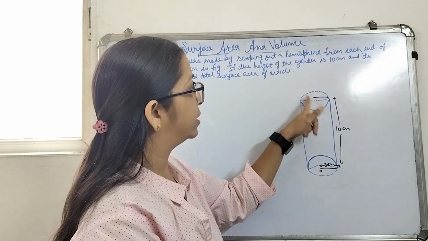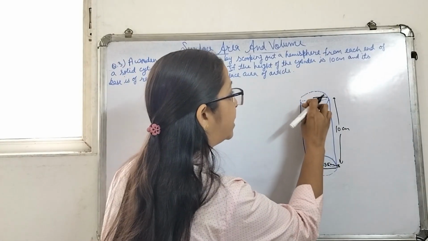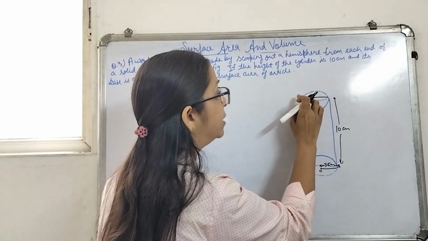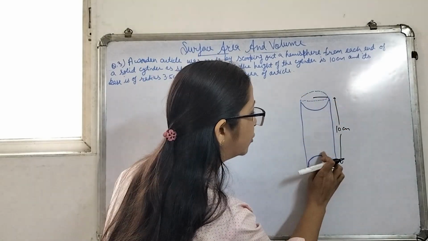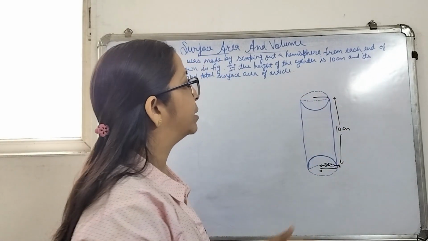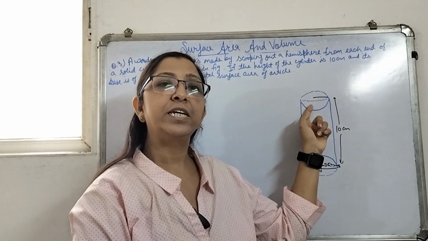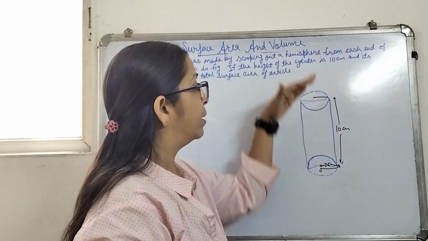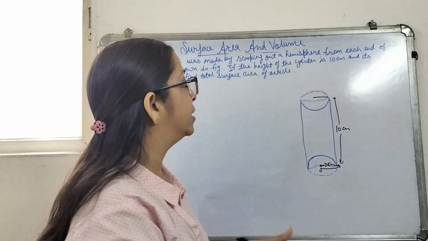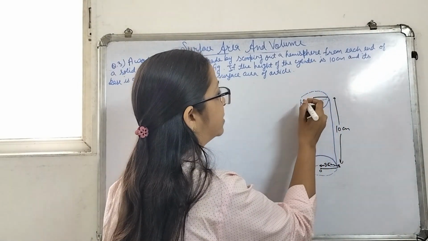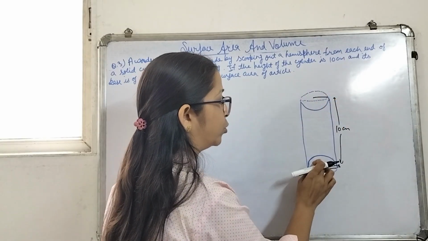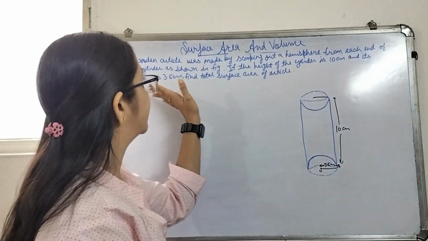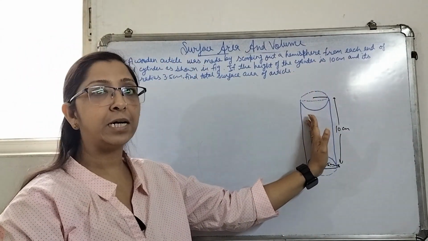Now if we look at the hemisphere, this part is visible to us. The dotted part is not visible, it is imaginary only. So this part is visible to us, and over here also this part is visible. That simply means we will be considering the curved surface area of the hemisphere. We won't be considering the total surface area of the hemisphere because it is not covered from the top, right? It is only scooped out over here. That's the reason we will be considering the curved surface area of both the hemispheres and the curved surface area of the cylinder for finding the total surface area of this article.